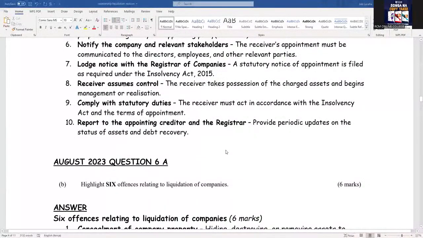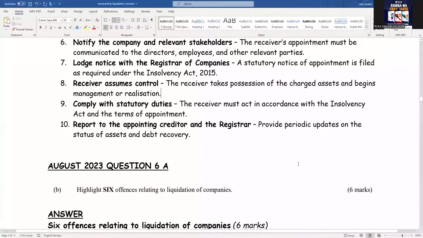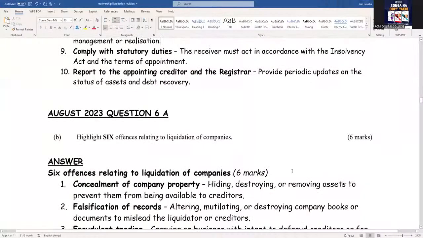Yeah, so we can look at, in this case, August 2023, question number 6A. Highlight 6 offenses relating to liquidation of companies. We can reframe this question by asking: what are the offenses that can actually be committed by the liquidator when he's undertaking liquidation? So the offenses that can be committed by the liquidator when he's undertaking liquidation.